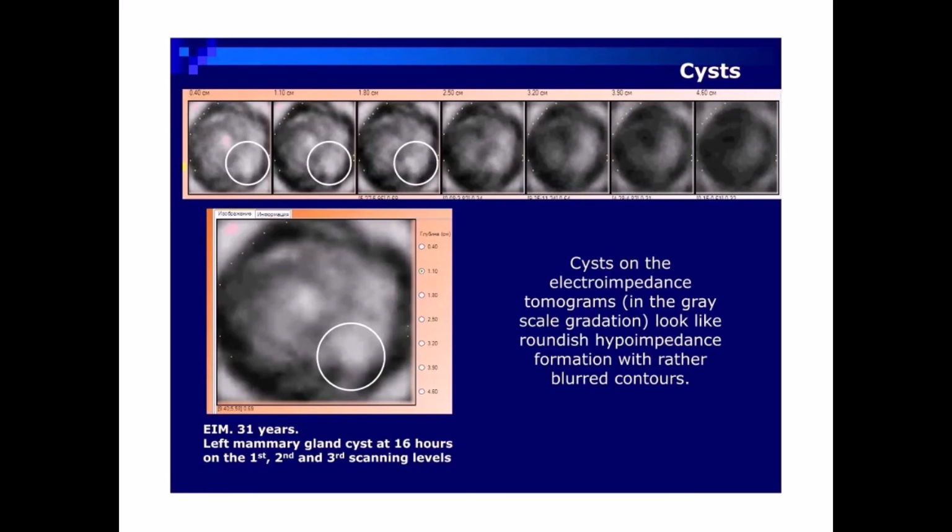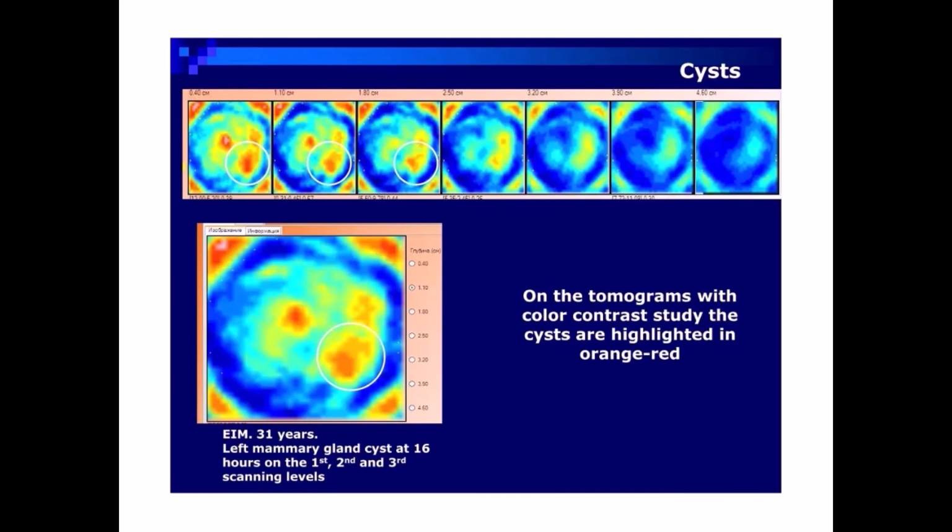Cysts on the electroimpedance tomograms, in the grayscale gradation, look like roundish hypoimpedance formations with rather blurred contours. EIM. 31 years. Left mammary gland cyst at 16 hours on the first, second and third scanning levels. On the tomograms with color contrast study the cysts are highlighted in orange-red.